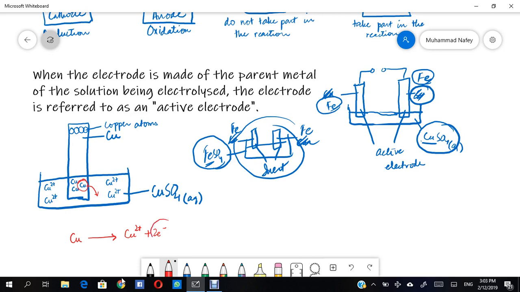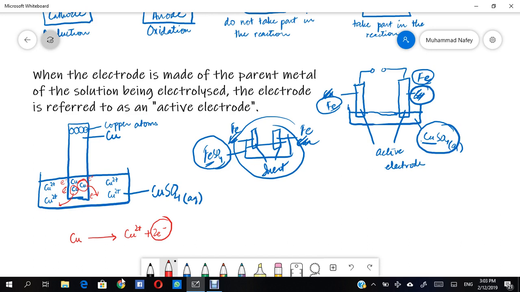Now what about these electrons? Electrons cannot jump into the solution. So the only place where electrons can be is the surface of the metal. So let's say another copper atom has also become an ion and moved here. The electrons released stay on the surface of the metal.